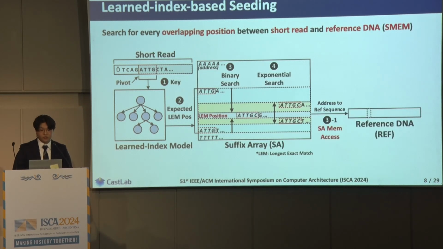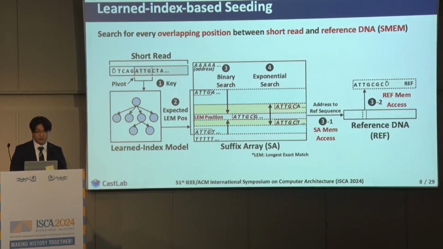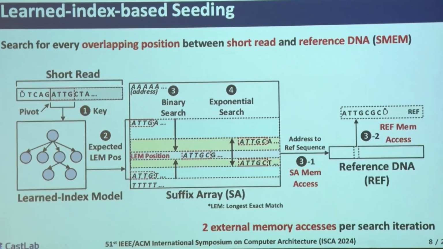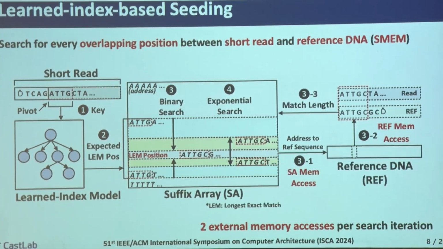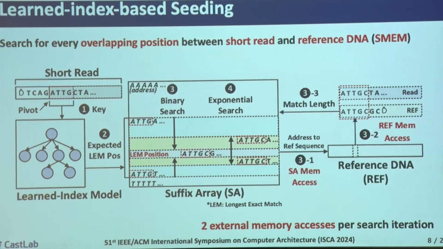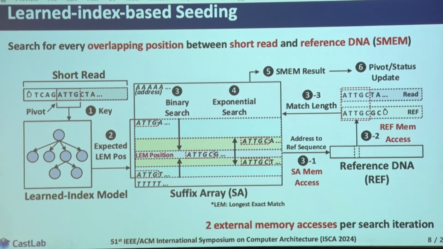During each search iteration, we have to get the address where the reference sequence we are looking for exists, which is in the suffix array memory. Based on the decoded address, the reference sequence from the reference DNA memory is accessed for comparison. Therefore, two external memory accesses occur for every iteration. After the short read and fetched reference DNA are compared to find match lengths, after the exponential search, the SMEM search result is used for the next search process.